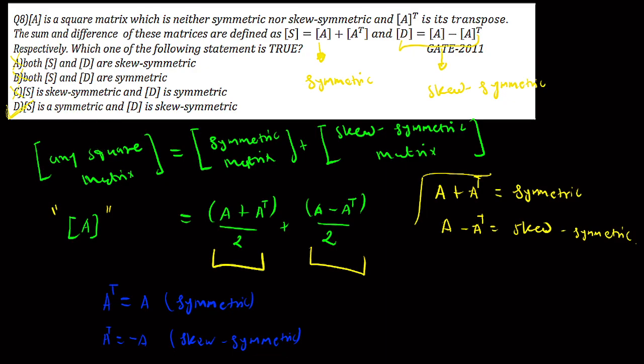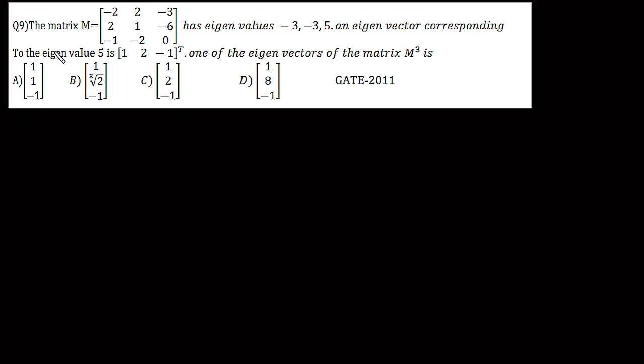Now let's move to question number 9. Question 9 says we have a matrix M of order 3 cross 3 that has eigenvalues of minus 3 and 5. An eigenvector corresponding to the eigenvalue of 5 is given in this vector form. One of the eigenvectors of the matrix M to the power 3 is asked. So they are asking about the eigenvector of this matrix M cube.